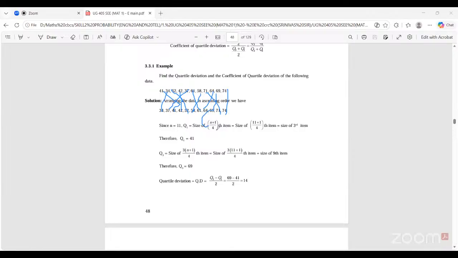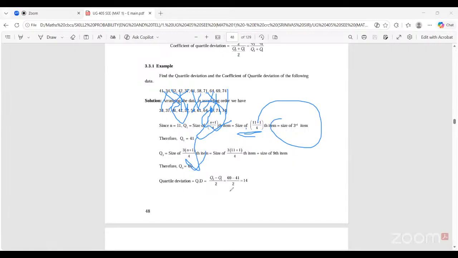So n is an odd number. Q1 is the (n plus 1) by 4 th item, that is 12 by 4, which means the third item. Third item means how much? 41. Q1 is 41. Q3 is the 3 into (n plus 1) by 4 th item. 3 into 3 is 9, so the ninth item: 1, 2, 3, 4, 5, 6, 7, 8, 9. That is 69.